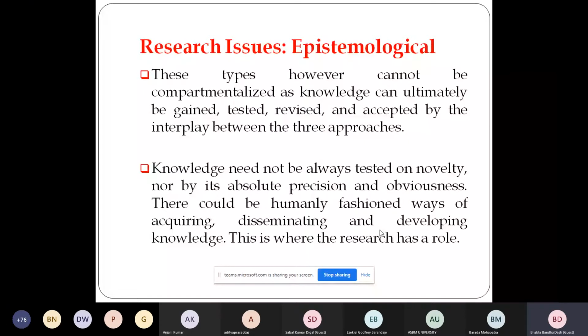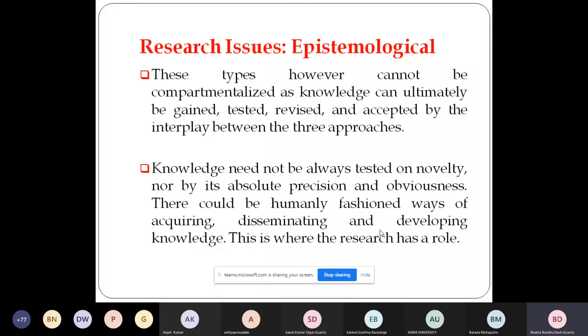There could be humanly fashioned ways of acquiring, disseminating and developing your knowledge. And this is your basic role as a researcher. How articulately, how uniquely, in how novel a way you analyze your concept, project your concept and establish your truth, that is what is essential.